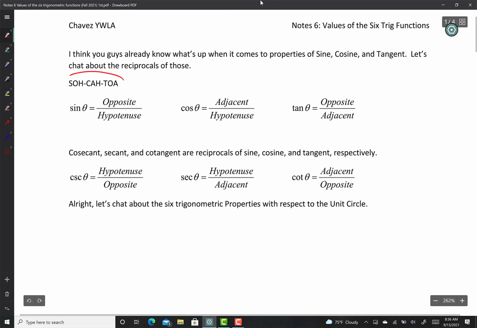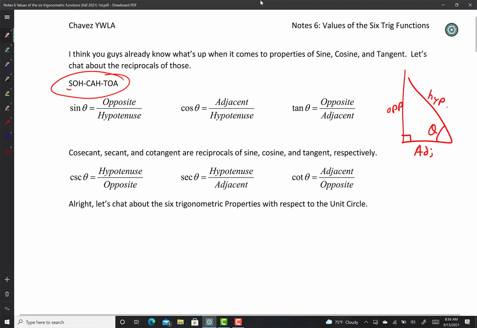Sohcahtoa. That S stands for sine, the O stands for opposite, the H stands for hypotenuse. We're talking about trig ratios of a right triangle. If I have an angle here, then this would be called opposite, this would be called adjacent, and that would be called the hypotenuse. It all depends on what angle you're referencing. Correct? Awesome. So Sohcahtoa, I think you guys are pretty good at that.